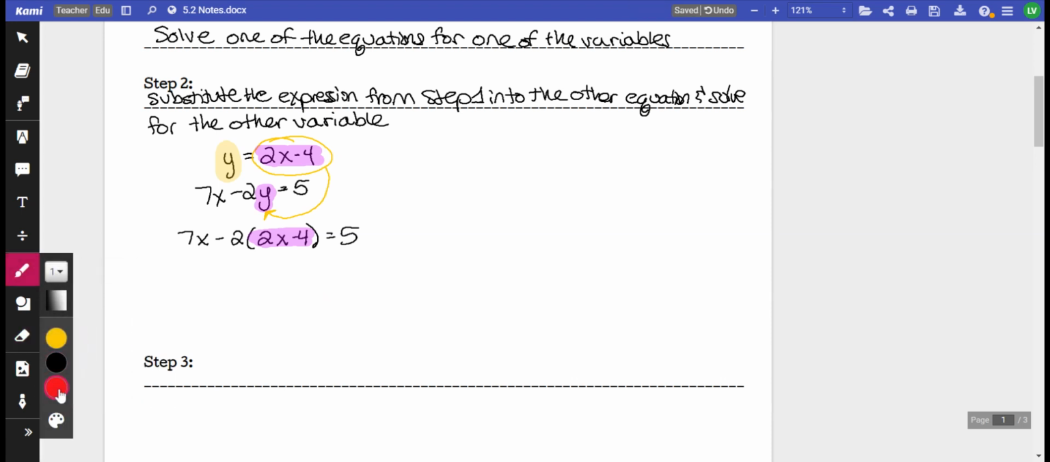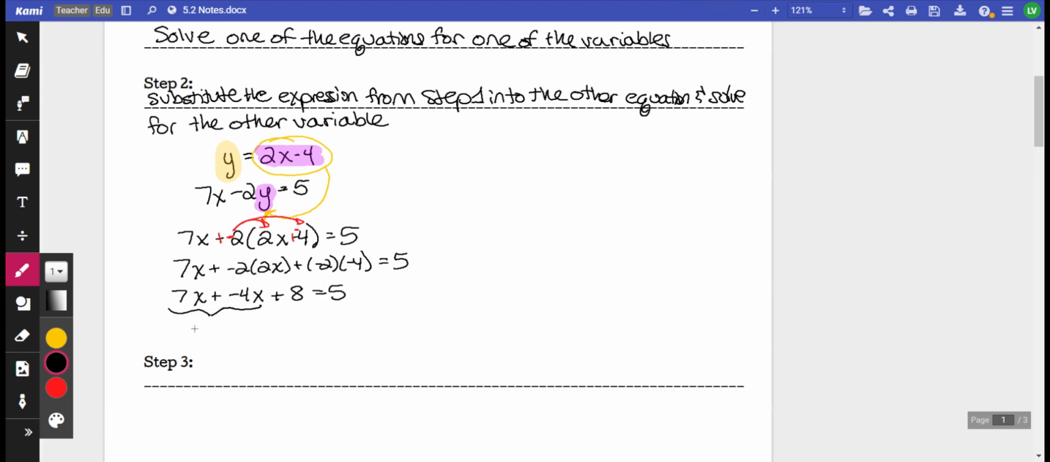So before I do any kind of distributing, I'm going to add the opposite anytime there's subtraction. Now I can go ahead and distribute. So I'm distributing negative 2 to my first term and to my second term. So this becomes 7x plus negative 2 times 2x plus negative 2 times negative 4, and that equals 5. So 7x plus negative 4x plus 8 equals 5. I'm going to combine my 7x and my negative 4x. That equals 3x plus 8 equals 5.